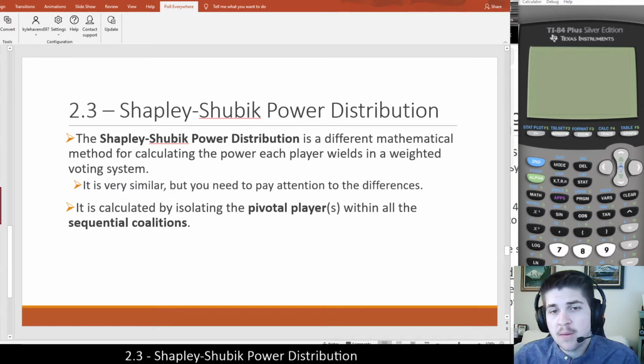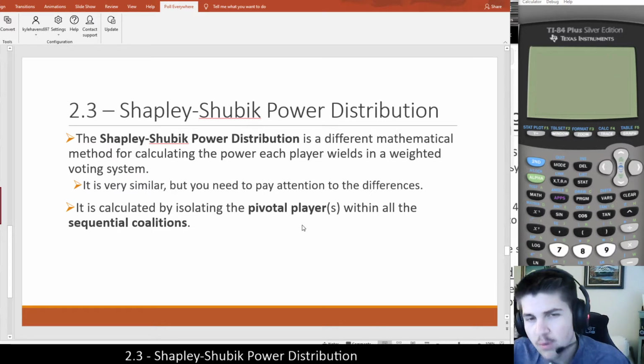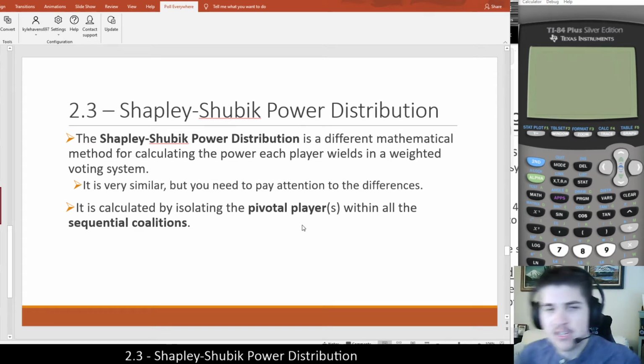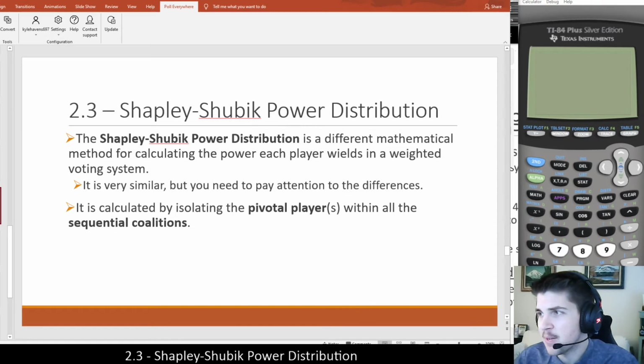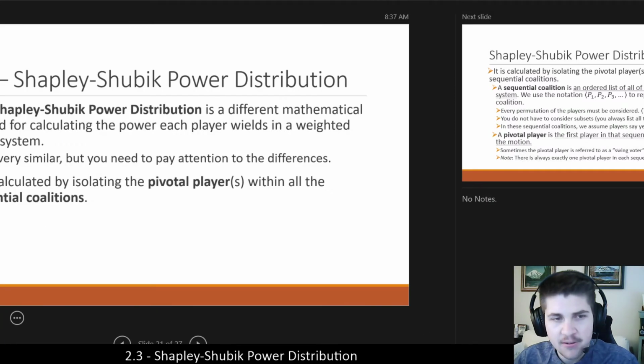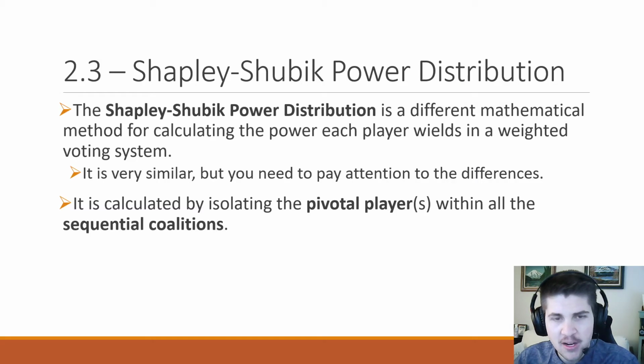And so to introduce a couple of the key terms in the Shapley-Shubik power distribution, we have the term pivotal player in sequential coalitions as opposed to critical player in regular coalitions. So everything we talked about last week in 2.1 and 2.2 was more focused on what are the coalitions using the brace notation, and who is critical to those coalitions, which we figured out by underlining them. But what I wanted to really emphasize before we actually got into how we do the Shapley-Shubik and the math behind that is that it's a little bit different, and all those terms are super similar.